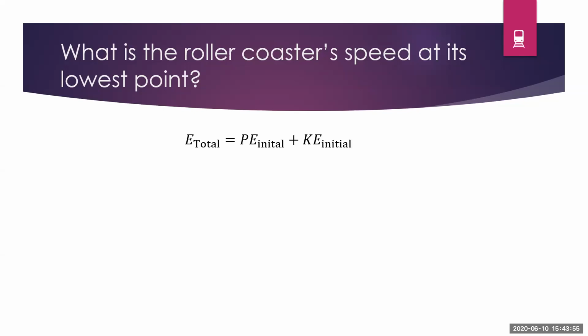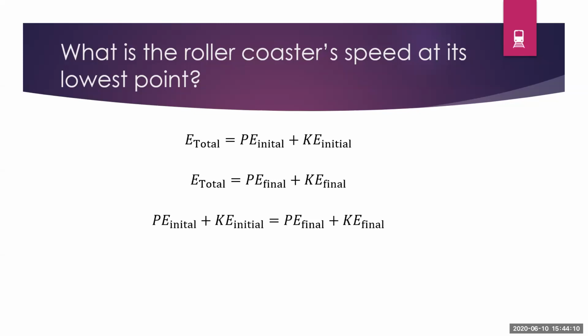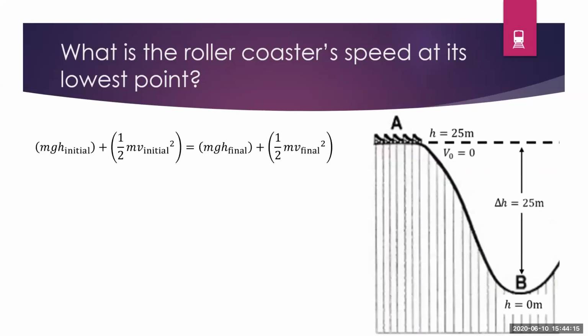We can describe the total energy at the lowest point of the roller coaster as E total equals PE final plus KE final. Remember that E total is the same in both equations. We can set these two equations equal to each other. And now we can make substitutions for the potential and kinetic energy equivalencies. You may have noticed that our initial velocity was 0, which means that our initial kinetic energy is also 0. Notice that we also consider our final height to be 0. This is because we are simply considering the change in height, or delta H. We can now simplify our equation for the system.